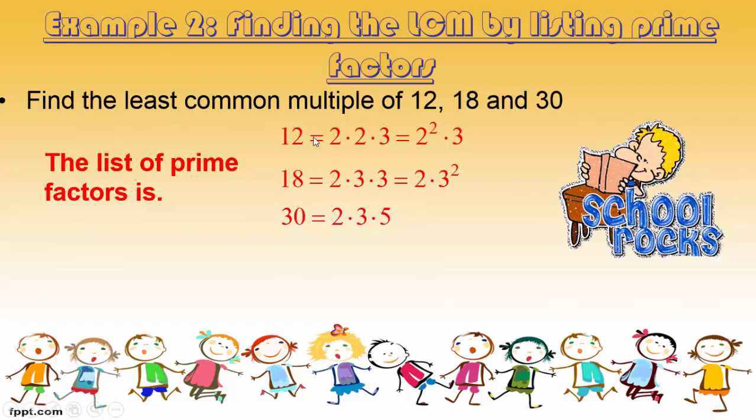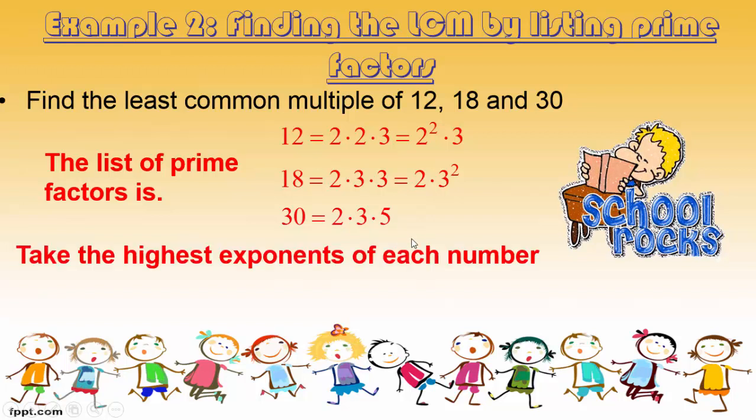Now for 12, we see 2 appears twice, so we put it as 2 squared, and 3 only appears once. For 18, 2 appears once, but 3 appears twice, so we make 3 squared. And 30, each one, 2, 3, and 5 only appear once. We take the highest exponents of each of the numbers. 2 to the second, that's the highest one. The others are only 2 to the first.